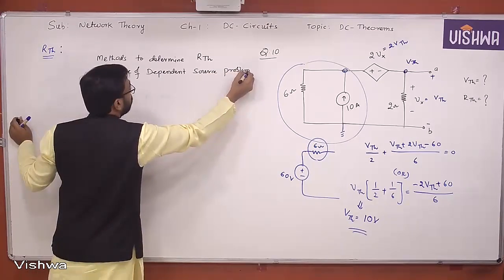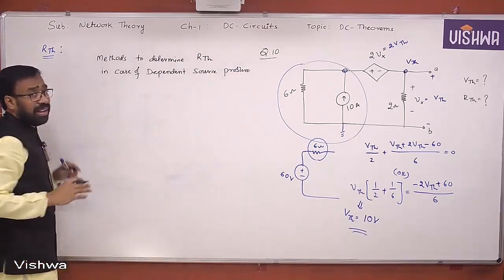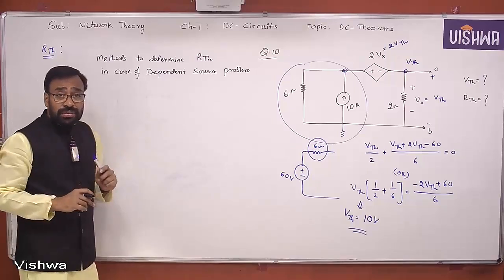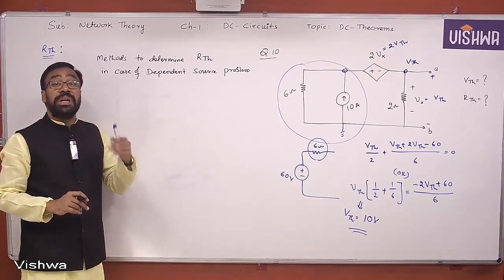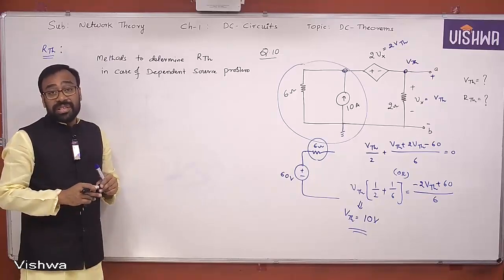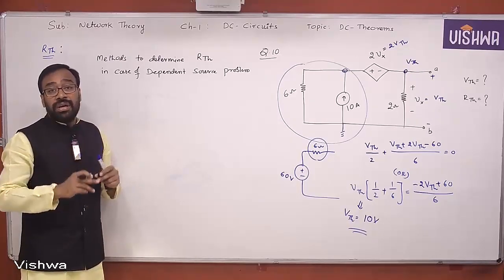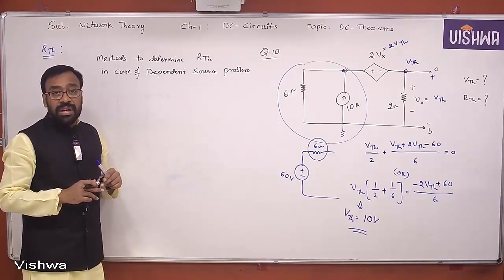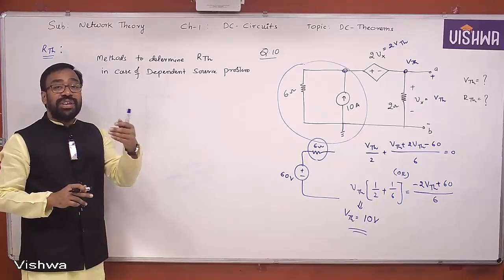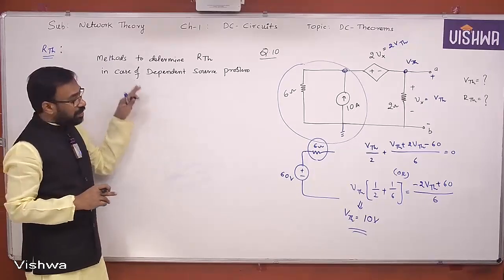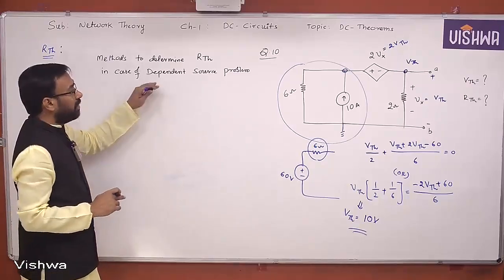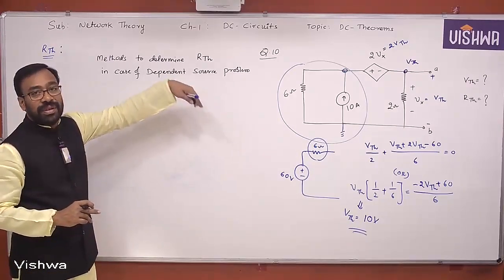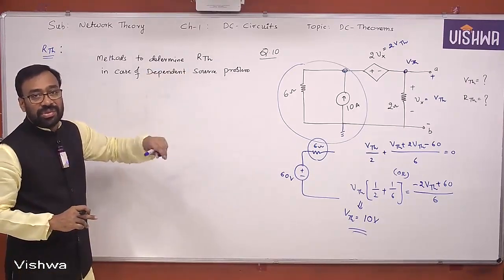Not only dependent source problems, I am just giving a general title here, but I am telling you methods to determine RTH, or methods to determine equivalent resistance across any two terminals where normal reduction is not possible. So the same procedure is applicable to that also. Understand? But I am giving a title because we are in the context of RTH calculation in the theorem. So therefore I put a title here.